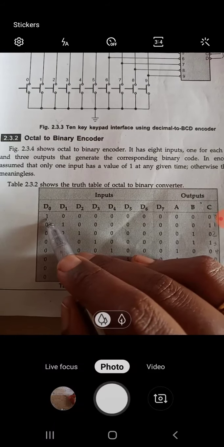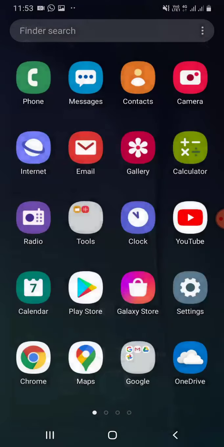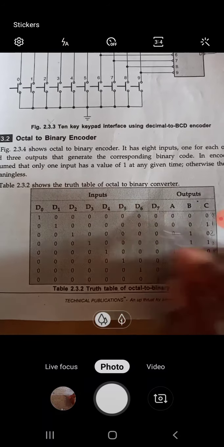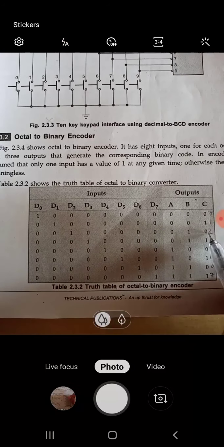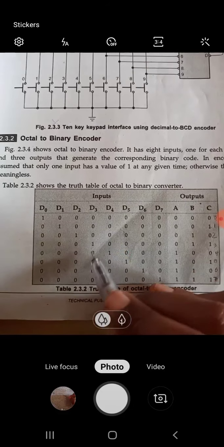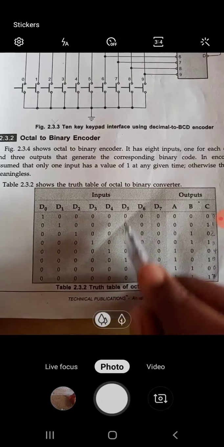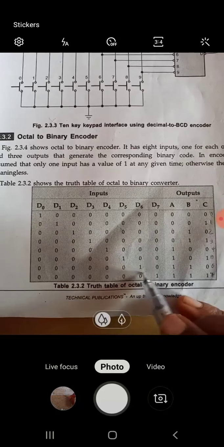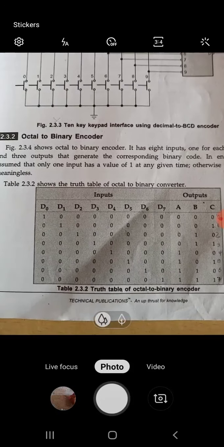So for 0 you have a 1. Similarly for 1 you have a 1. For 2 you have a 1. For 3 you have a 1. This column for 4 you have a 1. This column for 5 you have a 1. For 6 you have a 1, and similarly for 7 you have a 1.